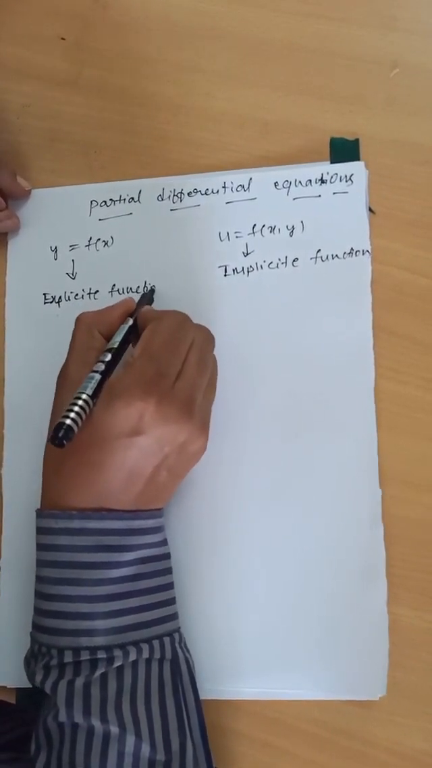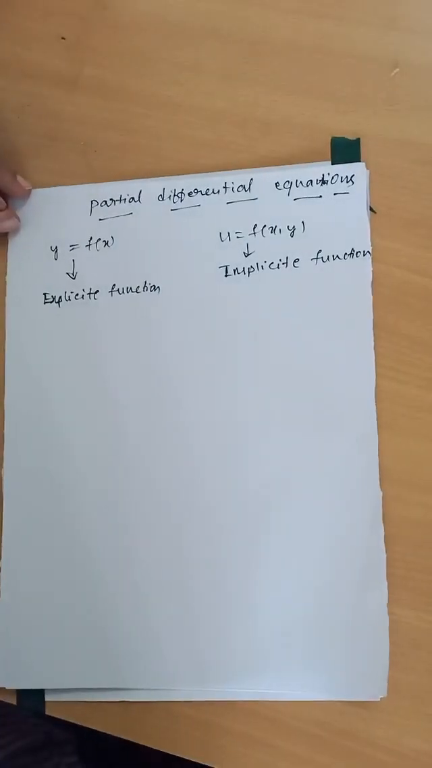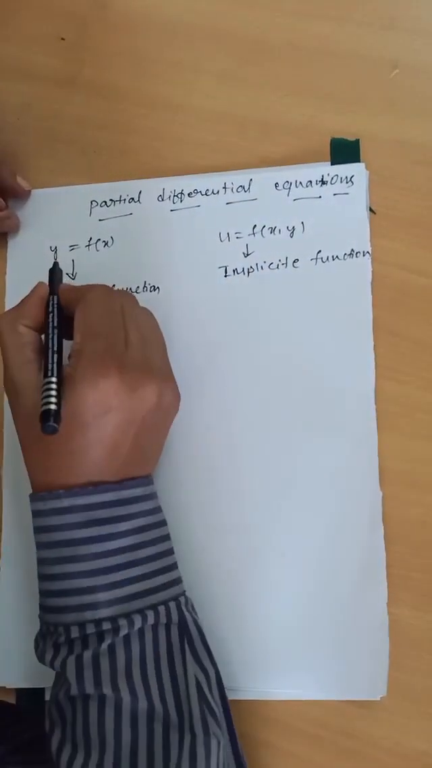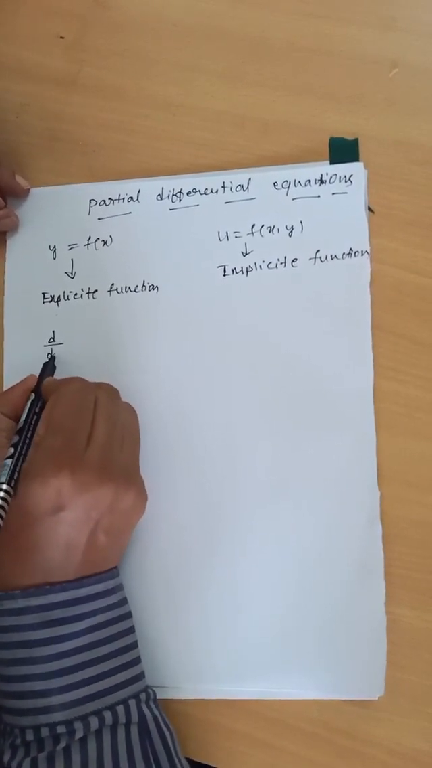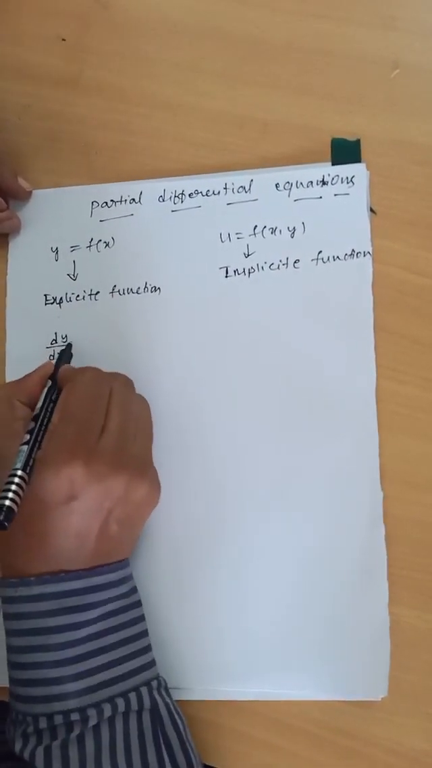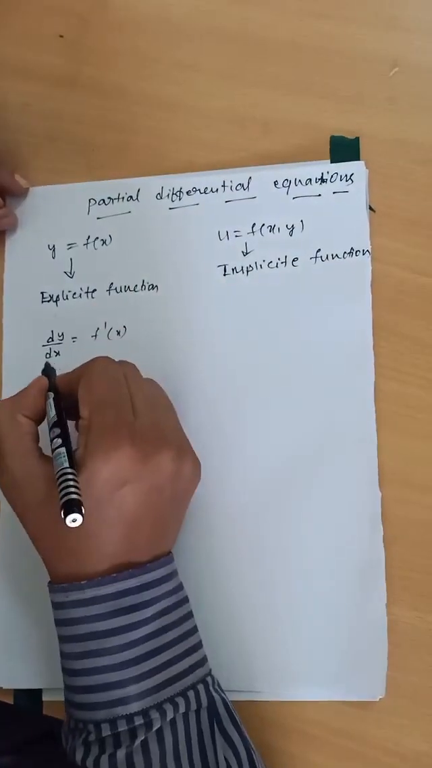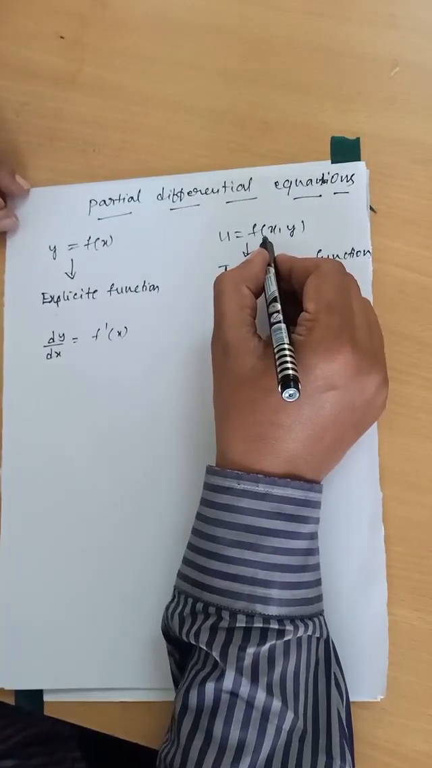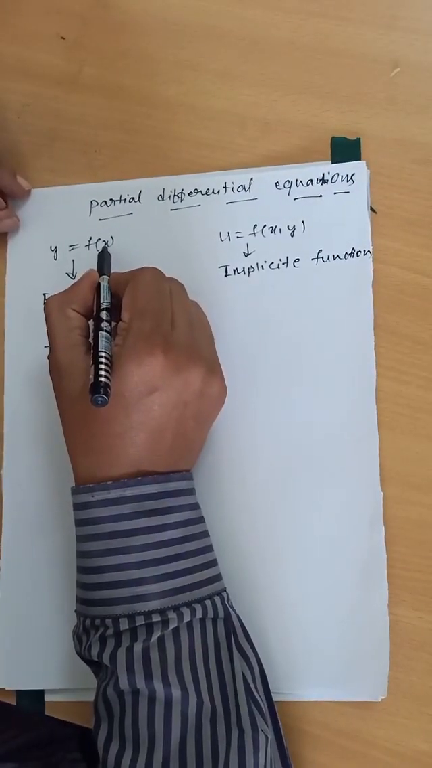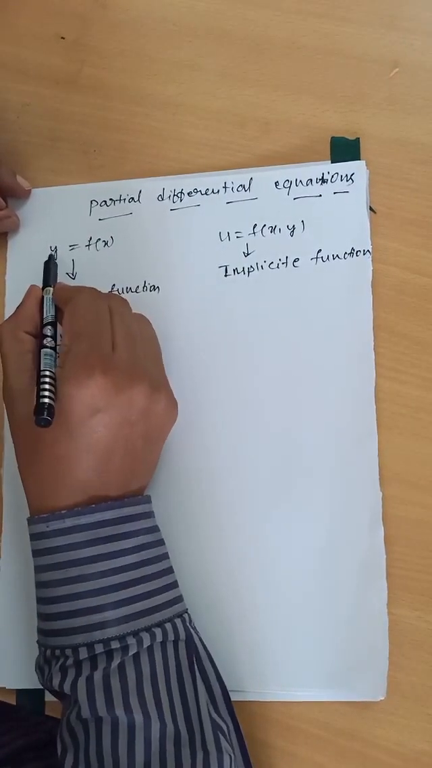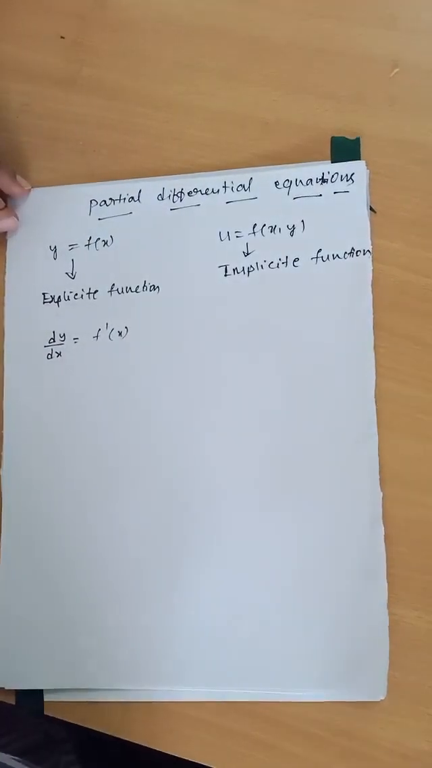See, why are we considering these two types of functions in partial differential equations? Because if we consider y is equal to f of x, you apply the differential operator d by dx for y, that is equal to f dash of x. But you can't apply d by dx directly for u is equal to f of x comma y. Why? Because here two different variables are there, but here only a single variable is there. That is why we differentiate y, dependent with respect to x, and get f dash of x.